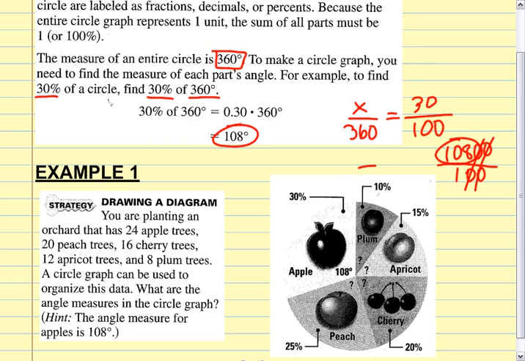But you know what? I can also say, well, wait a minute. Of means multiply, and 30% is the same thing as 0.30. So I can just multiply 0.30 times 360 to tell me how many degrees. Okay? Do that on your calculator.